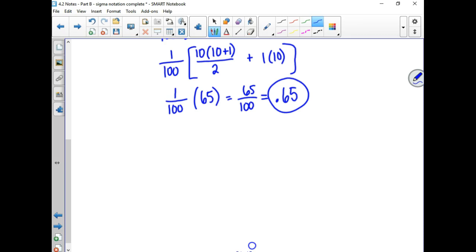So rather than starting at 1 and going to 10, I can do this. I'm not sure how much quicker it is. Certainly if you've got really big numbers, it becomes a lot quicker than just trying to plug in those numbers over and over again.